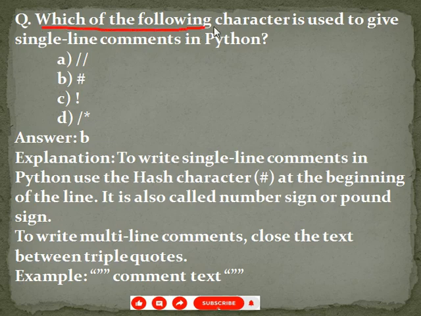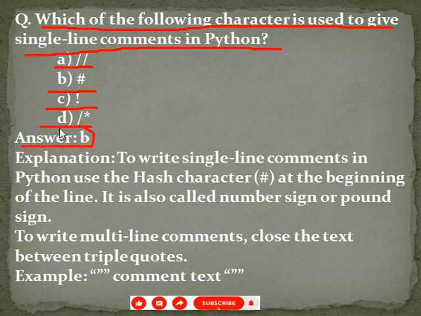Which of the following character is used to give single line comments in Python? Option A double forward slash, option B hash, option C exclamatory sign, option D single slash and star. Here correct answer is option B hash.